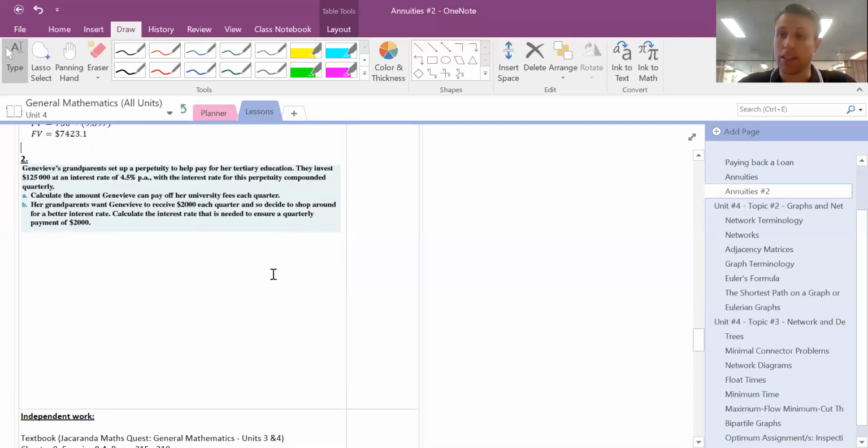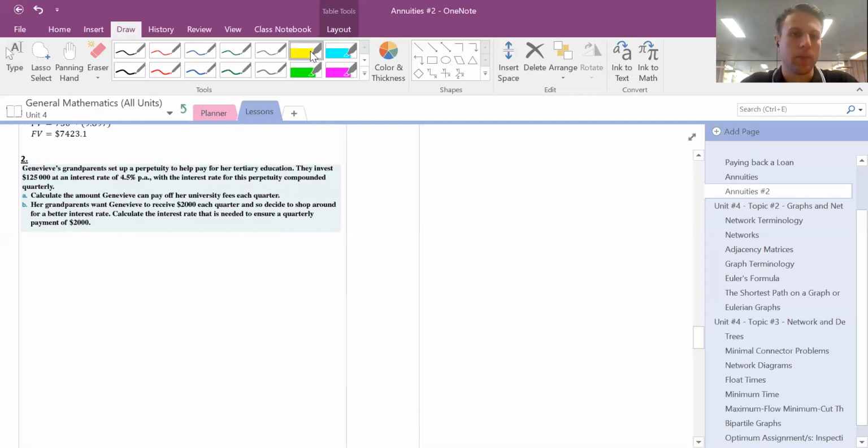All right, so let's start with question 2, and we can have a look at what the key components are. Genevieve's grandparents are setting up a perpetuity, so we know straight away that we're working with a perpetuity, not an annuity. They're investing $125,000 at an interest rate of 4.5% per annum. It's compounding quarterly, which is important because that means we're going to have to alter our interest rate for this one.